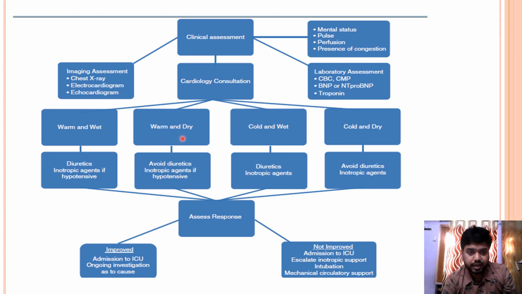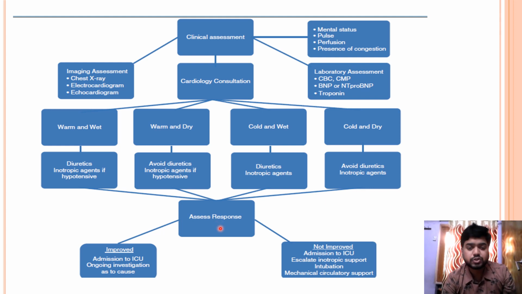And warm and dry, here also because he is dry, avoid diuretics. And he is warm, so even milrinone will be effective here. Cold and wet, definitely cold shock. He has hypoperfusion, he needs adrenaline, and he is wet, so he is fluid overloaded. So please give diuretic. Cold and dry, so yes, the child is dry, sunken, with low pulse volume. Avoid diuretics here. You can give a fluid bolus, and he is cold. He needs inotropic. Give adrenaline.